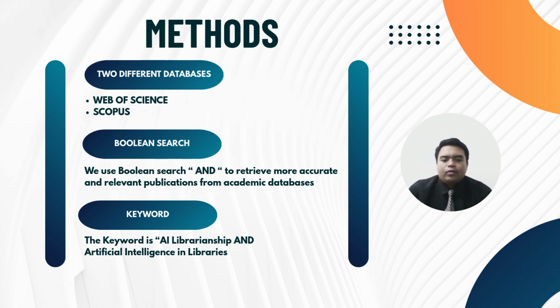We decided not to use OR and NOT because when we use OR, it may retrieve too many unrelated results about our keyword. We also don't use NOT because it may exclude potentially relevant publications that are important for the study. And our keywords are AI librarianship and artificial intelligence in libraries.